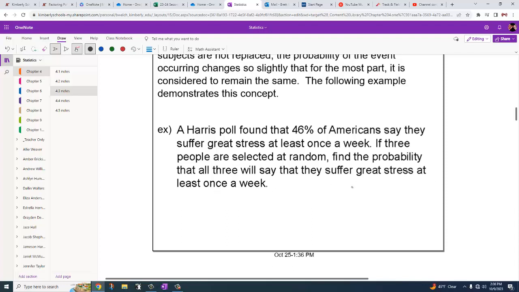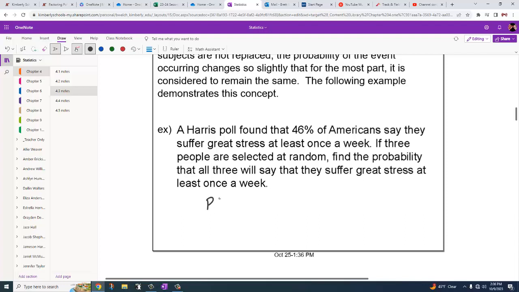So the idea here is that if I take one person out of 300 million people, the 46% is not going to actually change. If I take one card out of a deck of 52, the probabilities do change. And so it's important to understand, we're talking about a massive pile of people.